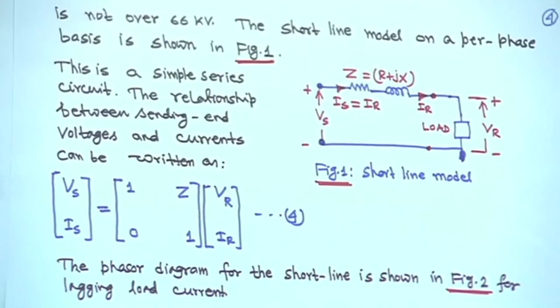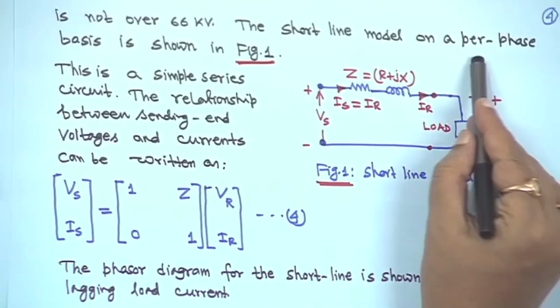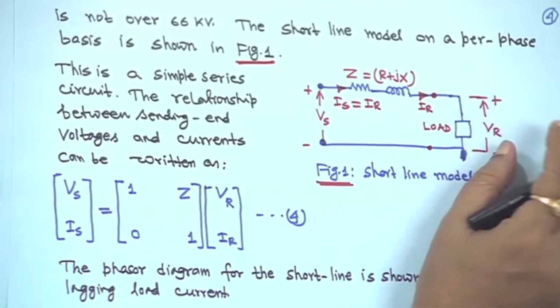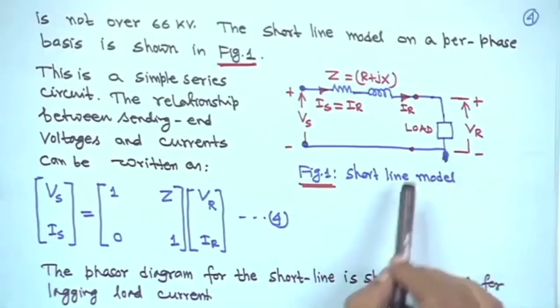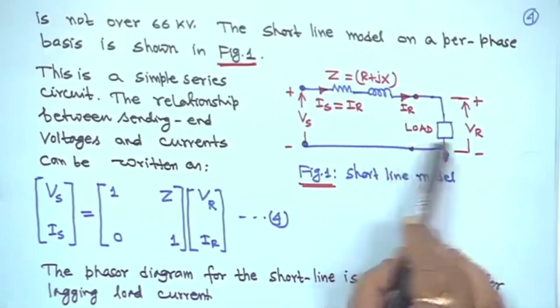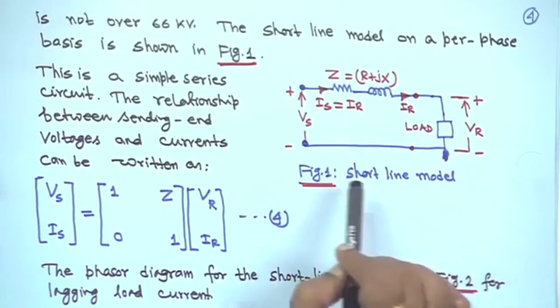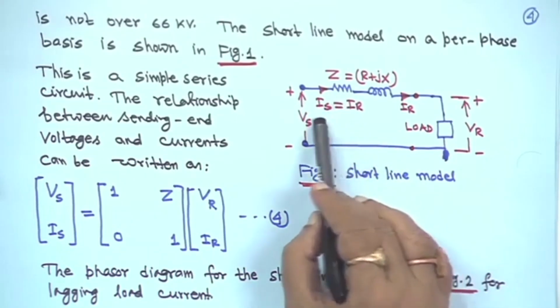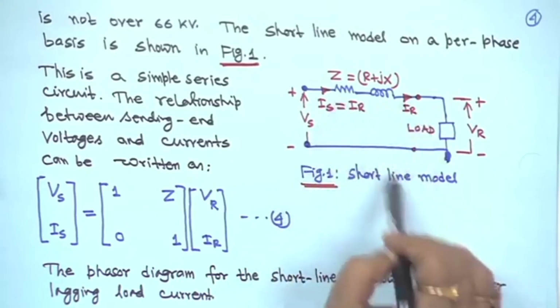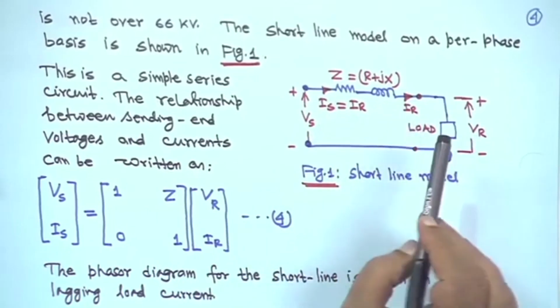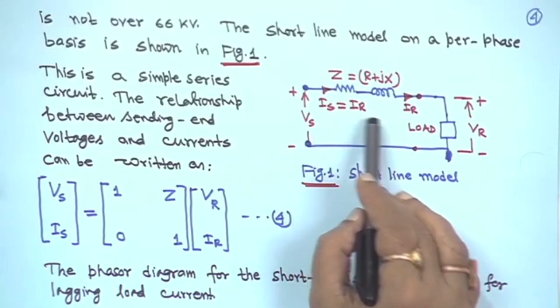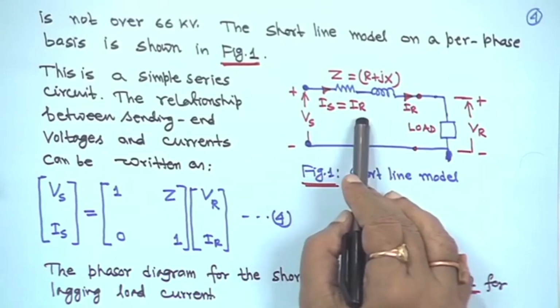The short line model on a per phase basis, everything we will do on per phase basis, is shown in figure 1. This diagram we have shown earlier also, but at that time the load was not shown. So, this is a short transmission line. There is no shunt connection, no parallel connection, nothing. So, Is is equal to Ir; sending end current is equal to receiving end current.